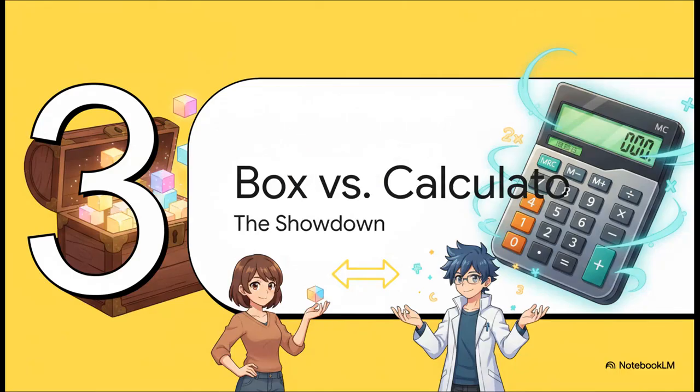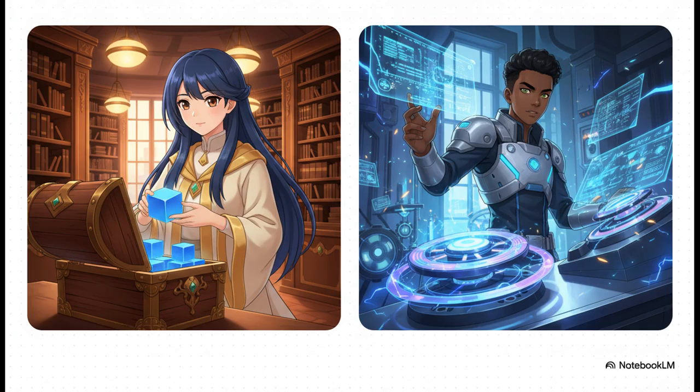Okay, so we've met the box and the calculator. Let's put them side by side. Time for the showdown to make the difference crystal clear. The difference is pretty stark when you see it like this. The box stores a value directly in memory. The calculator figures it out when you ask. The box can be a constant, let, or a variable, var. The calculator has to be a var.